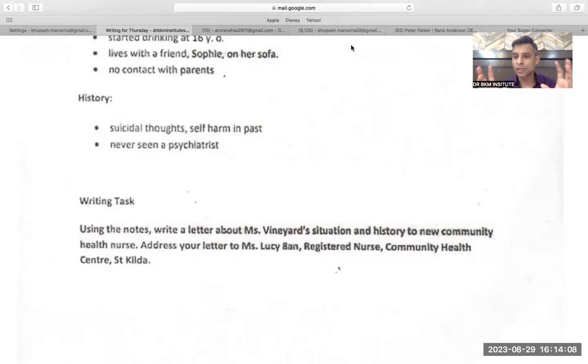Because in foreign countries, doctors are very busy. So the patient does not go to the doctor every time. So whenever it is for small things, for regular checkups, there is the community health center. So you are writing the letter to the new community health nurse. So there would be a nurse in the community center, and you are writing the letter to the nurse talking about Vineyard's situation. What is her situation?